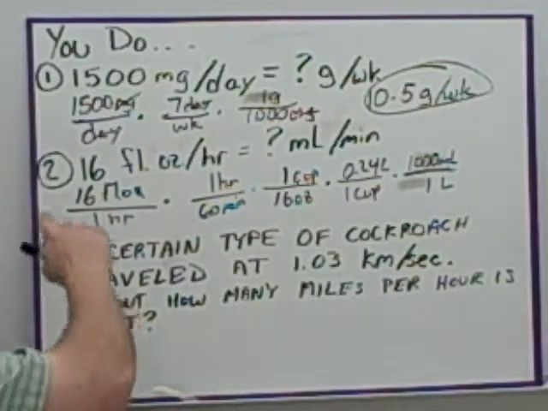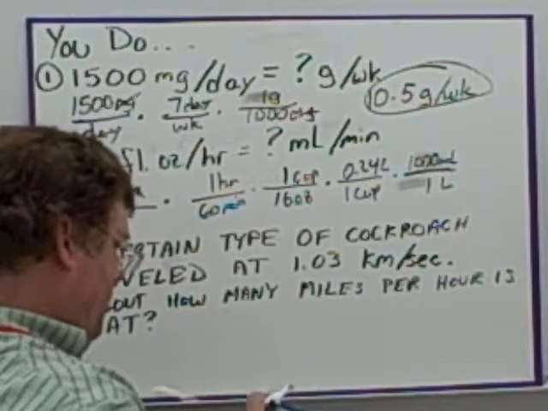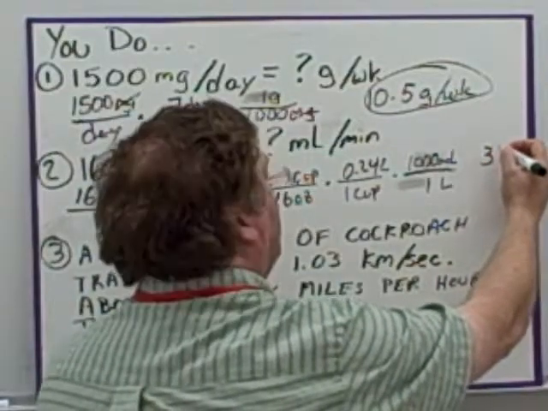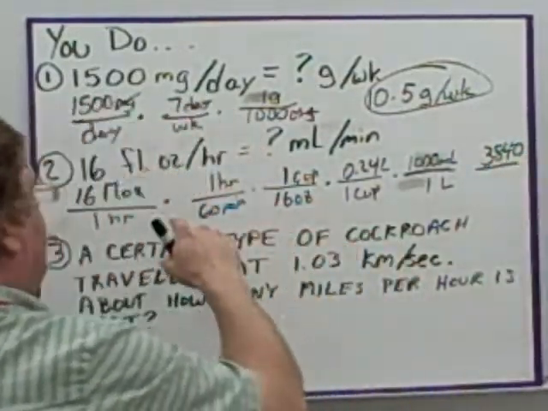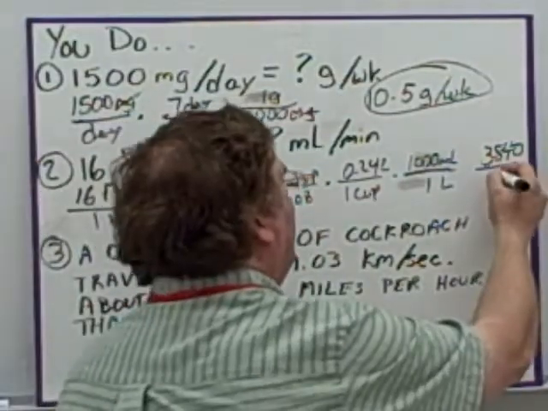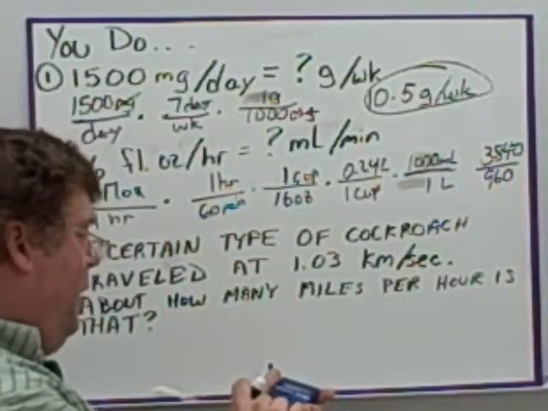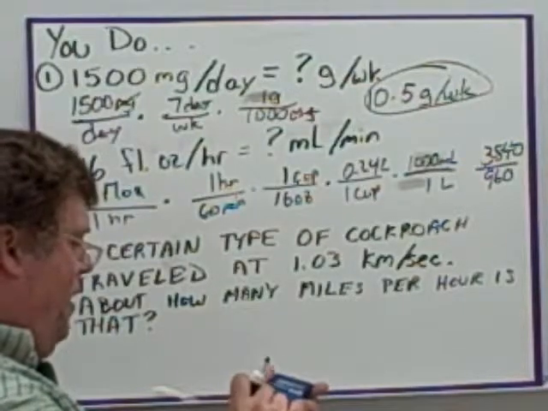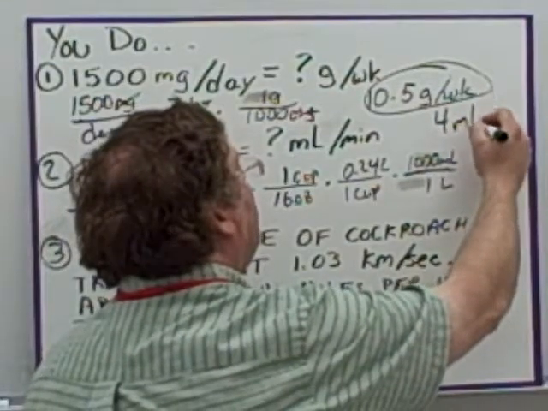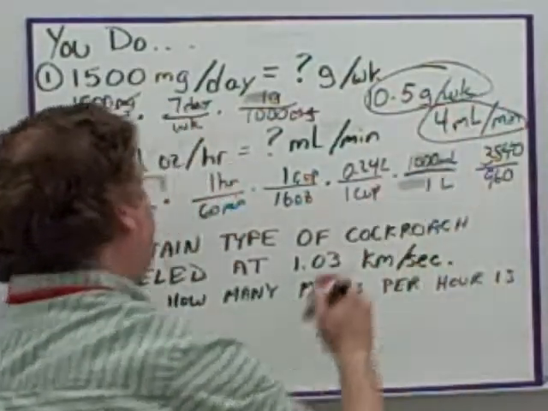A lot going on here. Let's multiply the top stuff. 16 times 0.24 times 1,000. I get 3,840. 60 times 16 is going to be my bottom there. 60 times 16, I get 960. I want the unit rate, which means I'm going to do some division there. 3840 divided by 960. I end up getting 4 milliliters per minute. And that's my final answer for number 2.